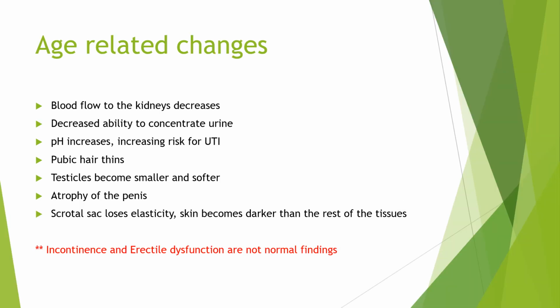So age-related changes. Blood flow to the kidneys decreases. There's a decreased ability to concentrate urine. The pH increases. There's an increasing risk of UTI because of that pH increase.